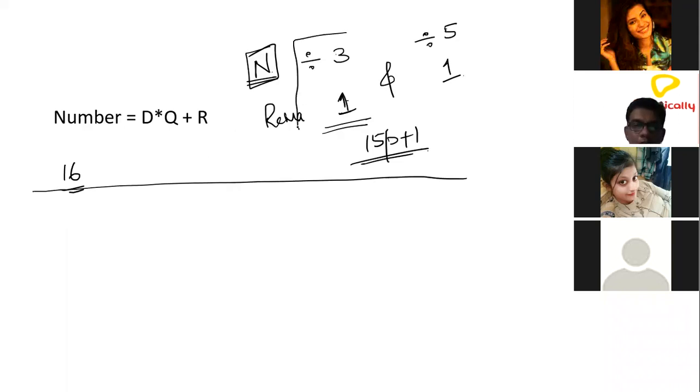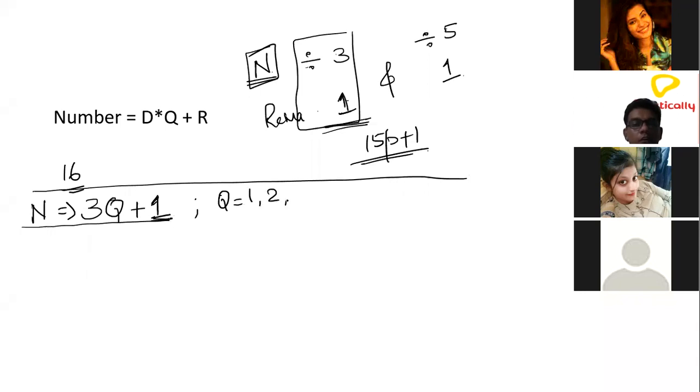So first, let me take only this portion. You are asking me a number which when divided by 3 leaves me remainder 1, means a number which is in the format of 3 into quotient plus the remainder. I hope you all have understood this, now writing this format. Now when I start placing Q value as 1, 2, 3, 4, 5, 6 and so on, I should get various numbers which satisfy this condition. So let's look into this.